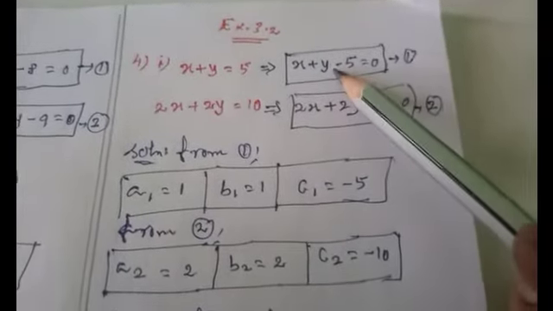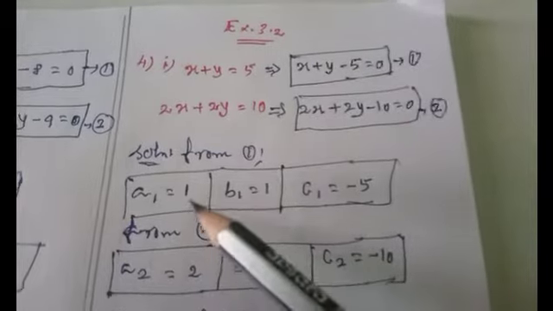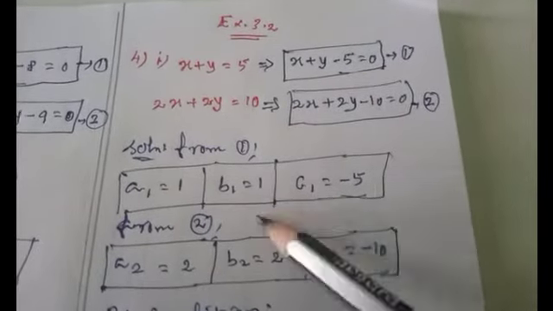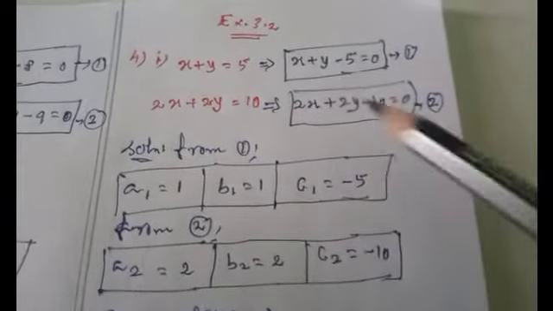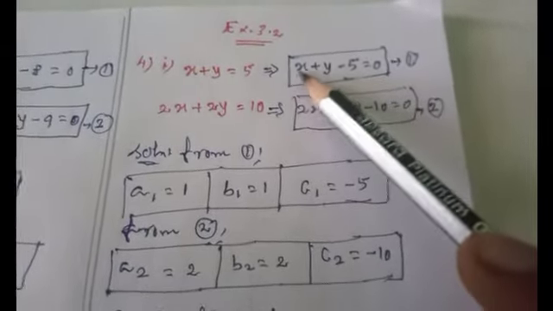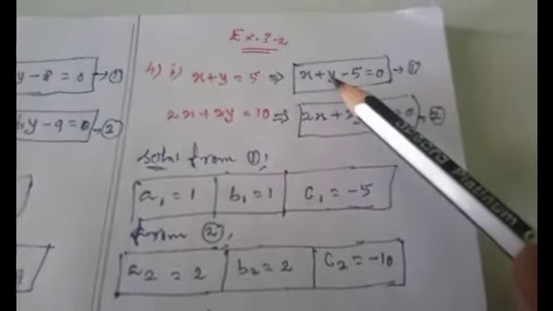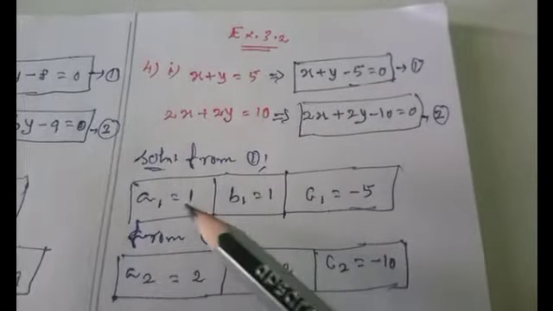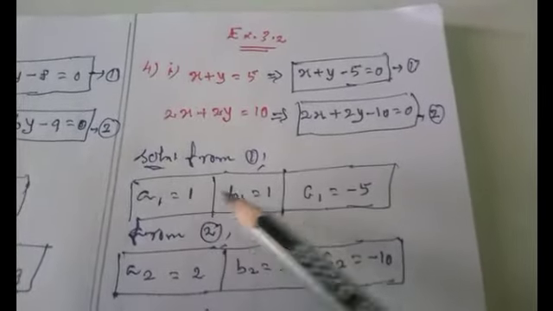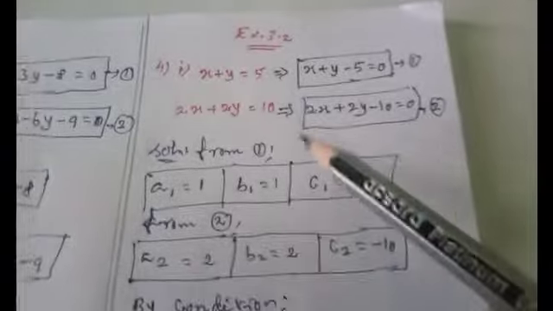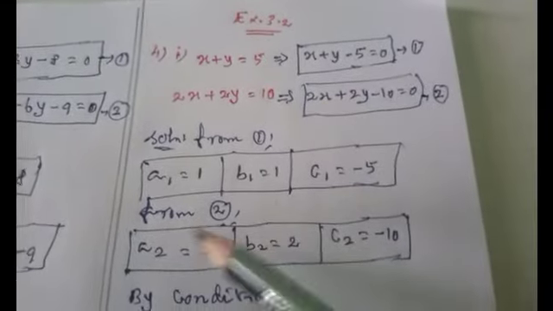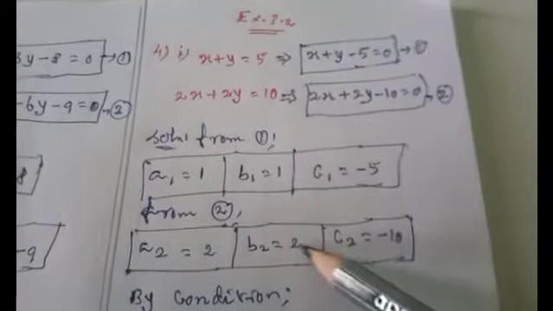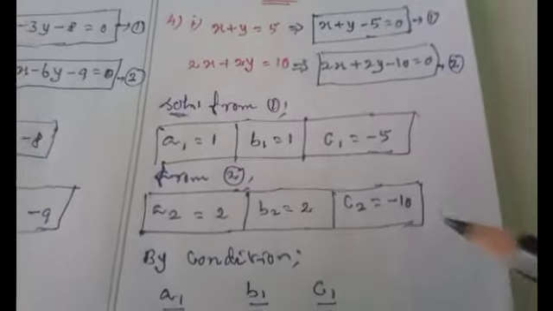From equation number 1 we can say a1 is equal to 1 and b1 is equal to 1 and c1 is equal to minus 5. When you write simply x, that means 1x. Simply y means 1y. So that is why we consider a1 is equal to 1, b1 is equal to 1. Okay. From equation number 2 we can say a2 is equal to 2 and b2 is equal to 2 and c2 is equal to minus 10.